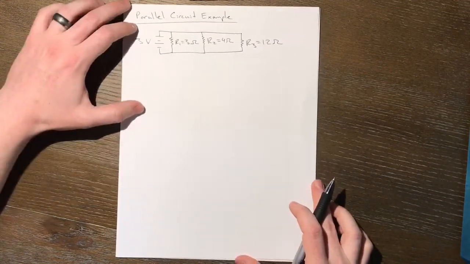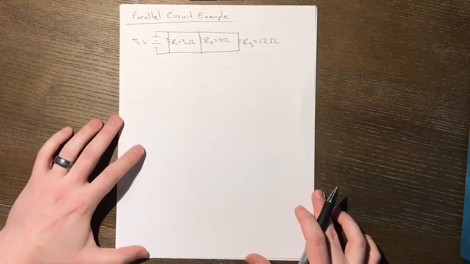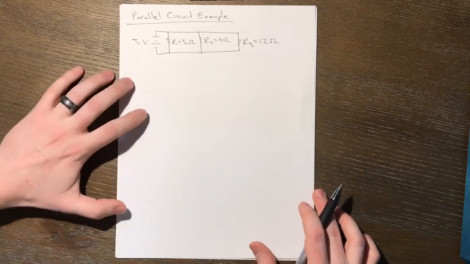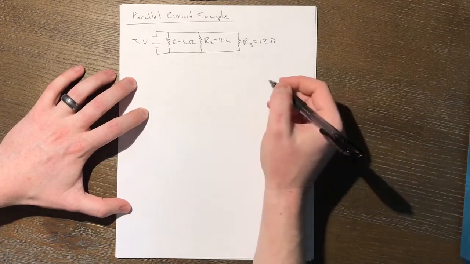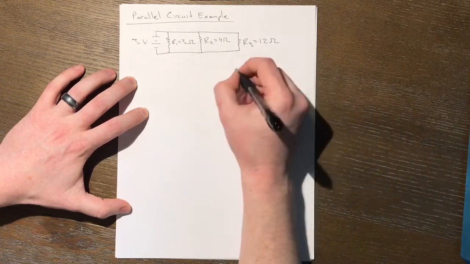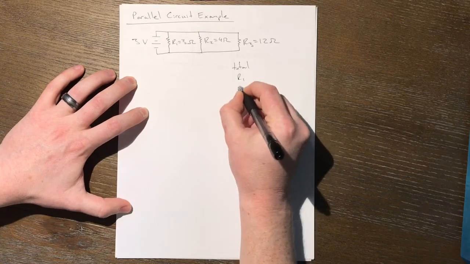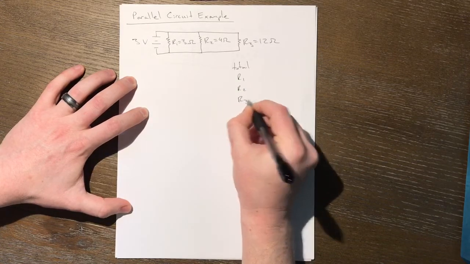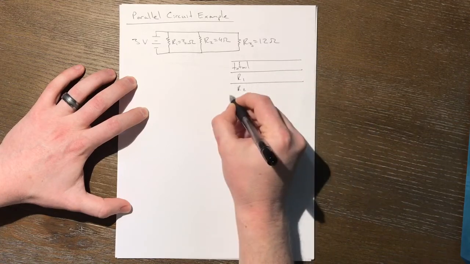There's nothing else to this circuit. Those are all of the pieces. It's purely parallel, 3 resistors in parallel. Again, I like to start these by making a grid, a little data table. So let's put total, R1, R2, and R3 on our data table.